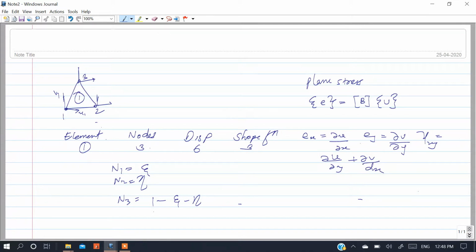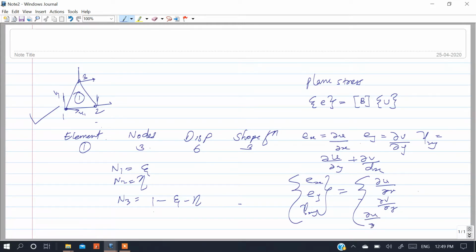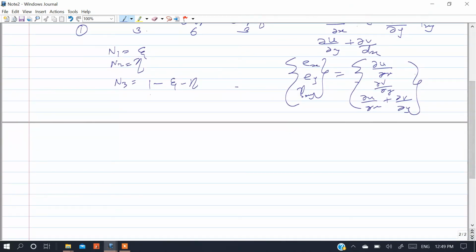In simpler form, it can be written in matrix form as epsilon x, epsilon y and gamma xy. We are considering this triangular element in the xy plane. I am showing the derivation in short form: du by dx, dv by dy, and the last one, the addition of du by dy plus dv by dx. So in matrix form we can write this strain displacement relation in this way.